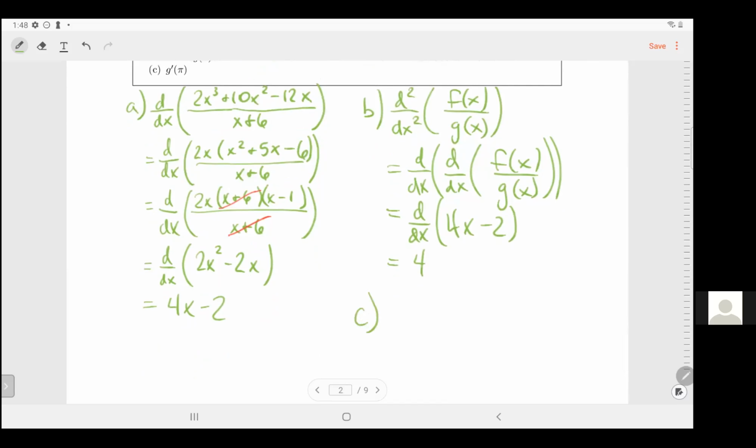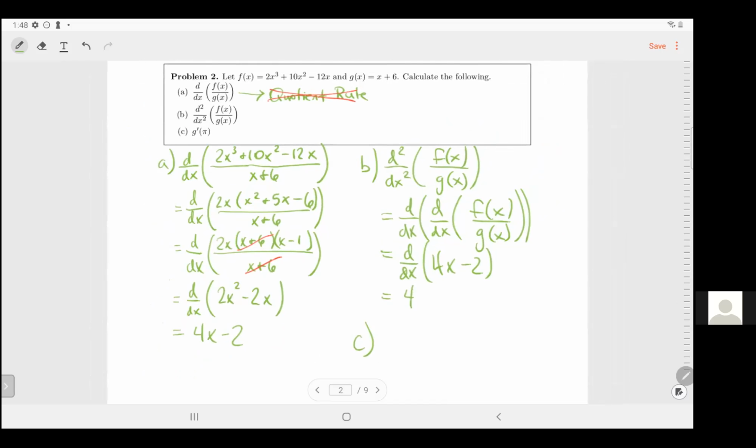And let's go ahead to part C. Part C, zoom out. So we're asked to find g prime of pi. So what is that? It would help to first figure out what g prime of x is. So just find the derivative and then plug in pi.